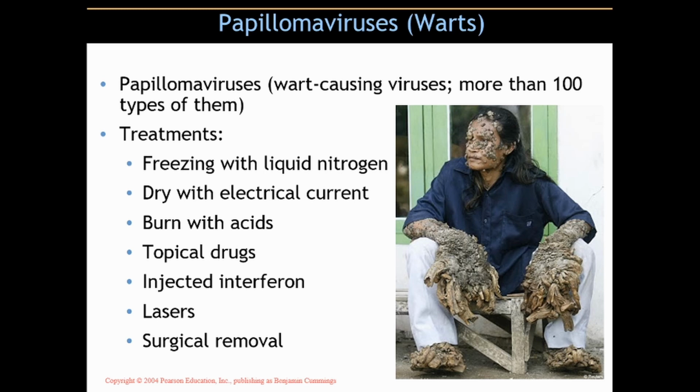But anyway, papillomaviruses. These are wart-causing viruses. There's more than 100 types of them, and it seems like that number keeps increasing as we find and classify them and differentiate these different papillomaviruses, where we're getting up to close to 200 types of them you might find from some sources. So how do we treat them? Well, you can freeze them with liquid nitrogen. You can dry them with electrical currents, burn them with acids, topical drugs, injected interferons and lasers, and surgical removal. So you see, you got a pretty vast array of treatments.